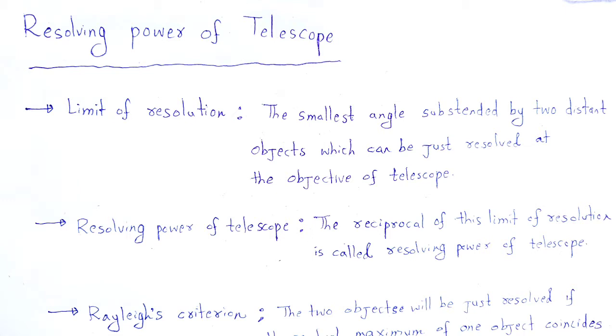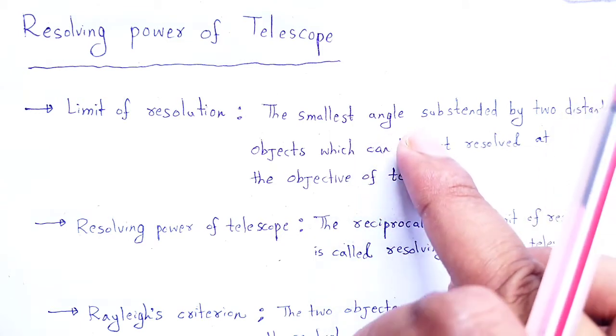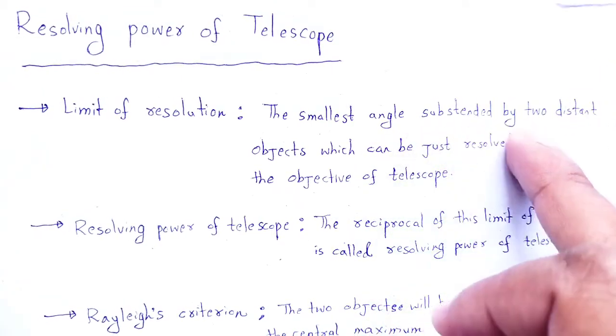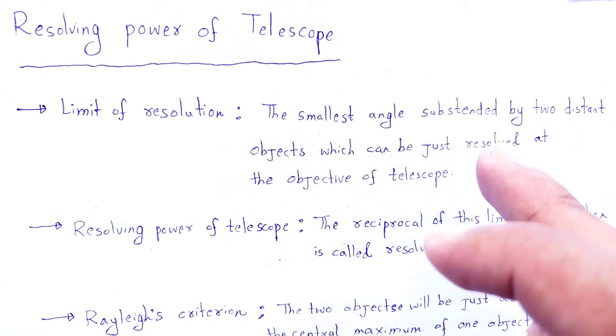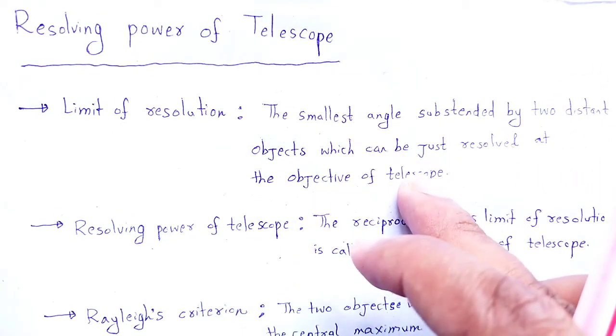There are some technical terms related to telescope. On the basis of these technical terms, we can analyze what type of telescope it is. First one, the limit of resolution. What is the limit of resolution? That is the smallest angle subtended by the two distant objects which can be just resolved at the objective of the telescope.